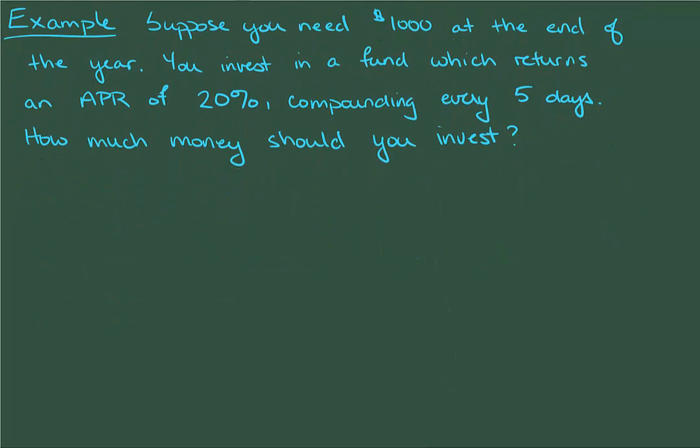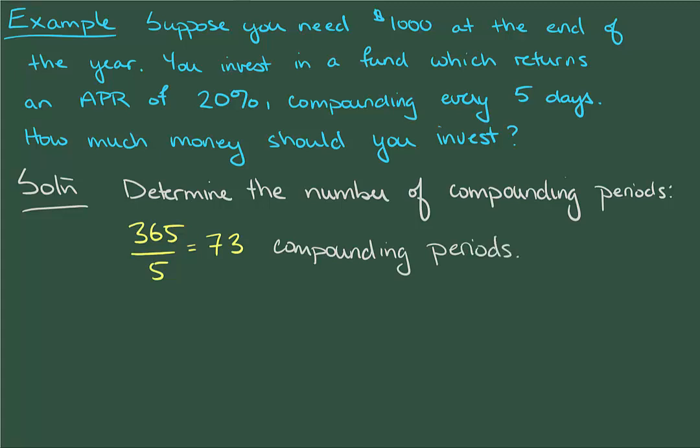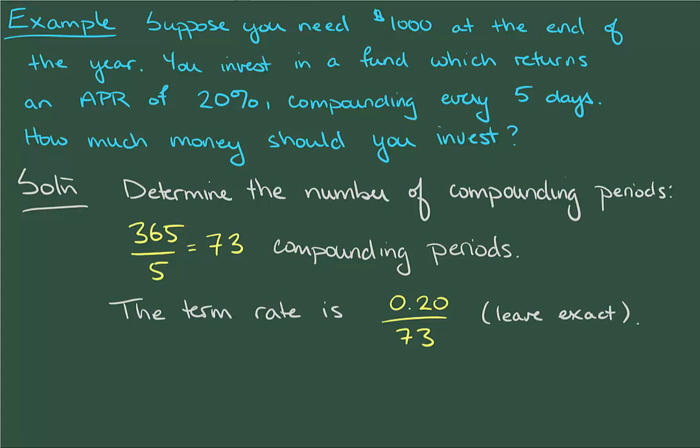Okay, so before we can do anything, we need to determine the number of compounding periods. We know that there are 365 days in a year. So if we divide that by the frequency of the compounding period, that tells us that there are 73 compounding periods total. Great. Now we can figure out the term rate. So we're going to take our 20% and we're going to divide it by the number of compounding periods. And I'm just going to leave this the way it is because the number is a little bit nasty.